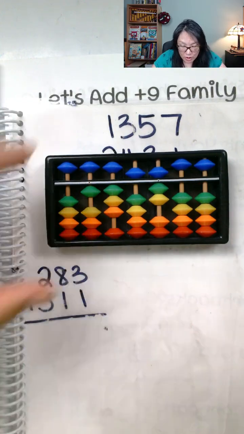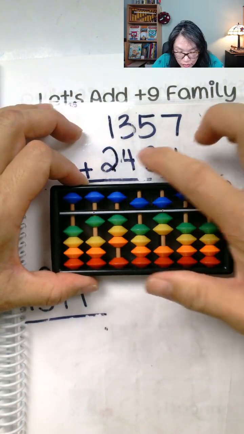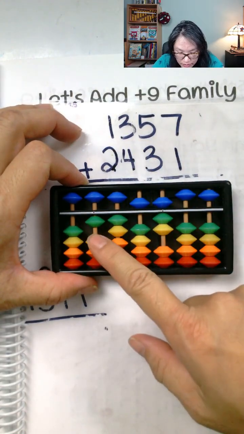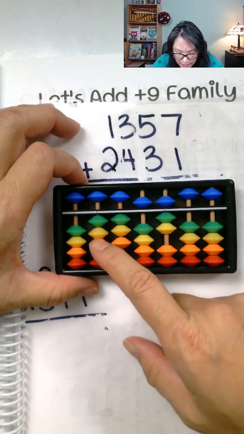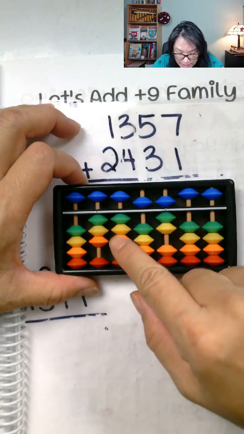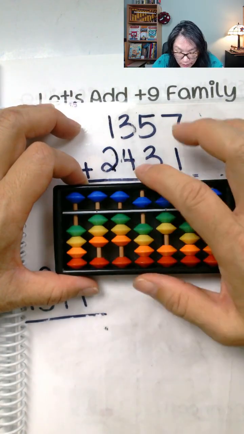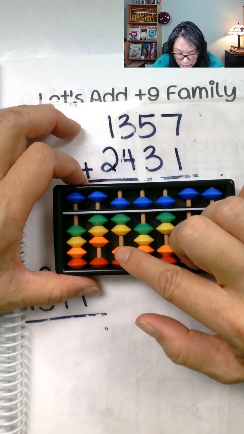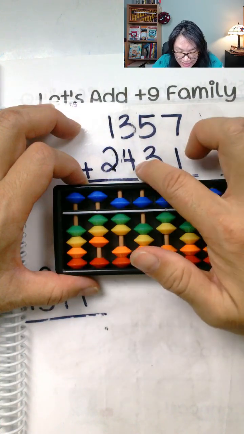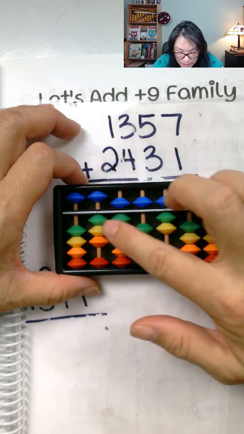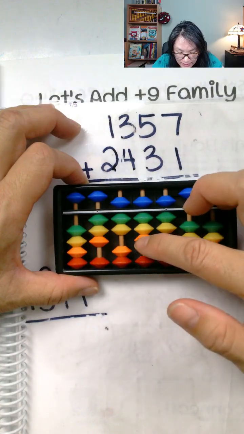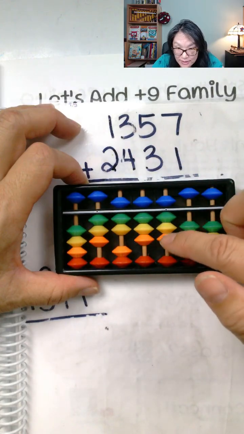Okay, so what we're going to do is add 2431. Now the question is, can I add the 2? Yes, I can add the 2. Can I add the 4? Yes, I can add the 4. How do I do it? I'm going to add the 5, take away the 1. So what did I just do? I just scaled. It doesn't matter where we are. It just matters what we're trying to do with that specific column. Can I add the 3? Yes. Can I add the 1? Yes.